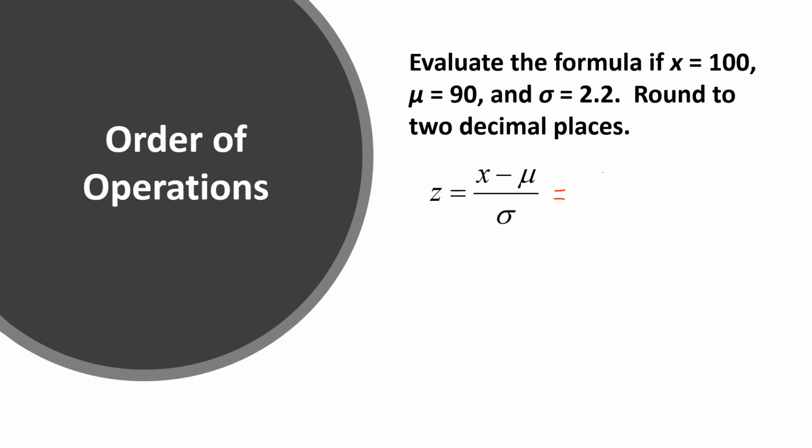Plugging in our values, we're going to have 100 minus the mean, which is 90, over sigma, which is 2.2. Following the order of operations, I need to do the numerator first, that's 10, and then divide that by 2.2. 10 divided by 2.2 is 4.55, rounded off.